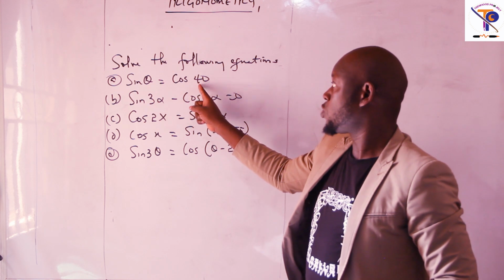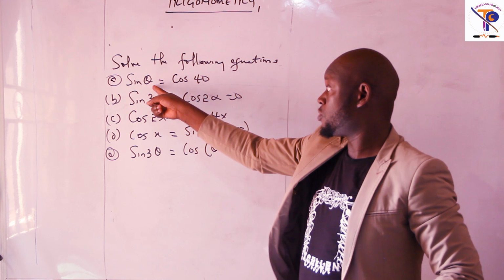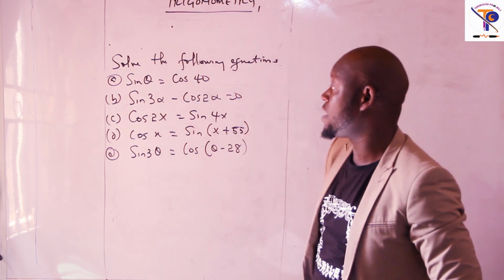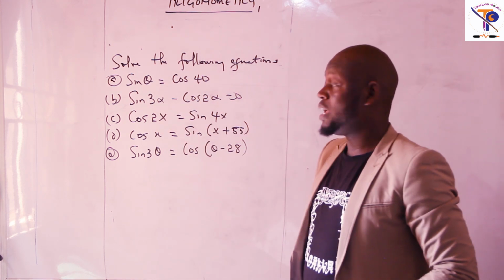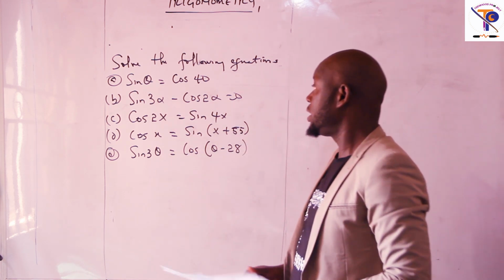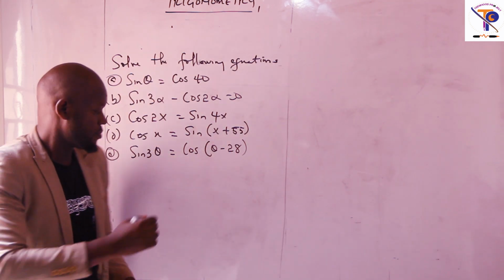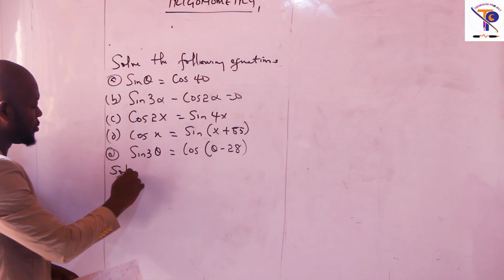Sine theta is equal to cos 45. We are solving the following questions. So we are solving for theta here, we are solving for alpha here, we are solving for x here, we are solving for x here, and we are solving for theta here. So let's proceed. Solution now.